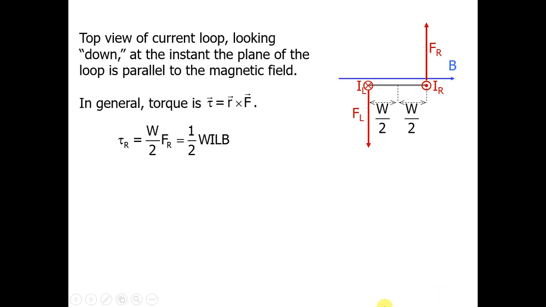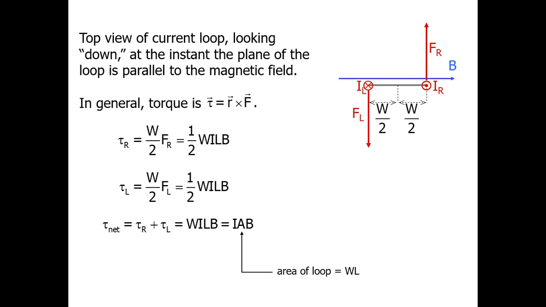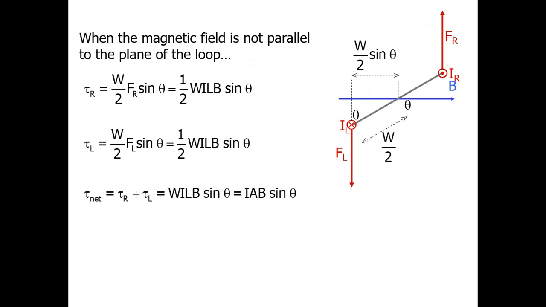So this is our torque on the right point, and now see here, the torque on the left point is also tau_L equal to W by 2 times F_L, which is 1/2 W I L B. So the net torque tau_net is equal to tau_R plus tau_L, which is equal to W I L B. But W times L is equal to A, the area of the loop. So the net torque is I A B. So IAB is our net torque.